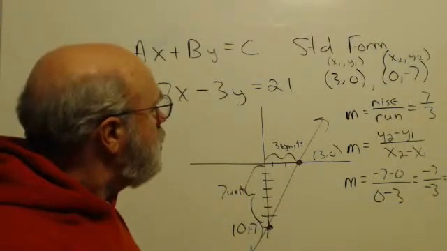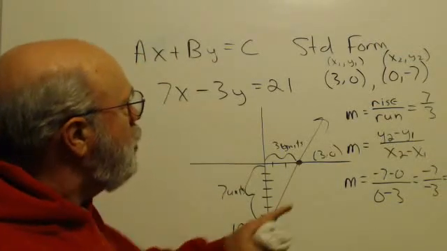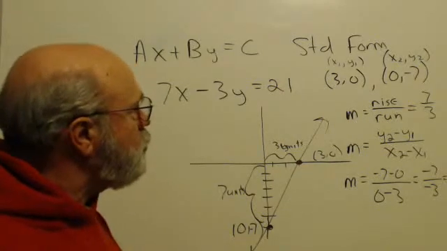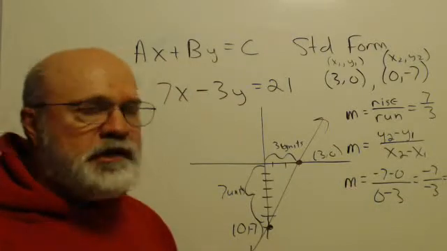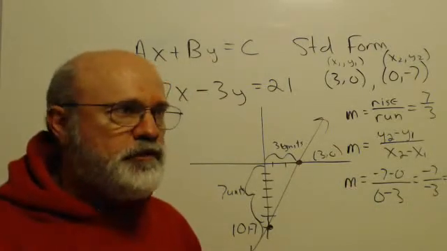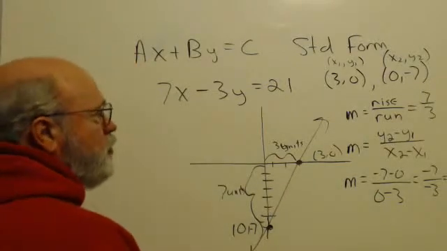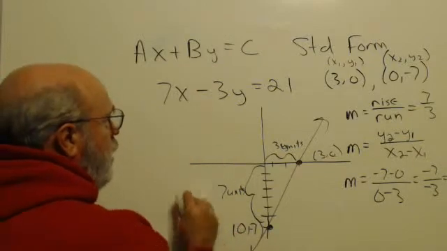Okay, so that's basic graphing, equation in standard form, the concept of slope. Now the next thing that we've got then is there are other forms of the equation of lines that are sometimes more useful. The one that you're probably most familiar with is slope-intercept form.